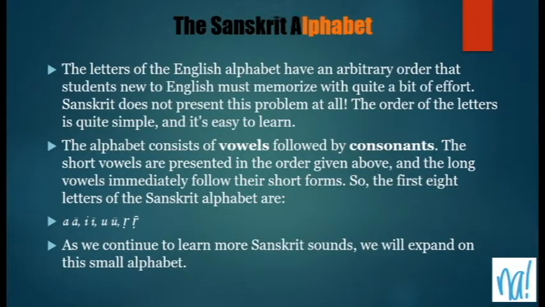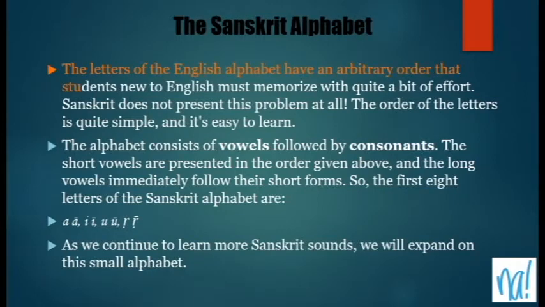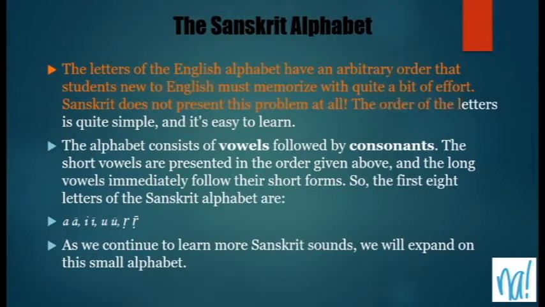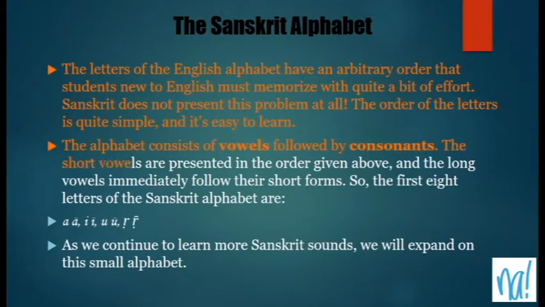The Sanskrit alphabet. The letters of the English alphabet have an arbitrary order that students new to English must memorize with quite a bit of effort. Sanskrit does not present this problem at all. The order of the letters is quite simple, and it's easy to learn. The alphabet consists of vowels followed by consonants. The short vowels are presented in the order given above, and the long vowels immediately follow their short forms.